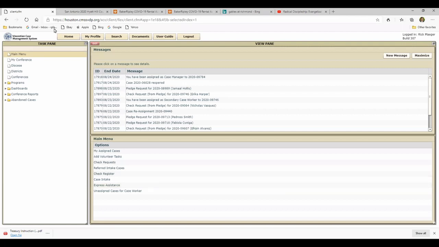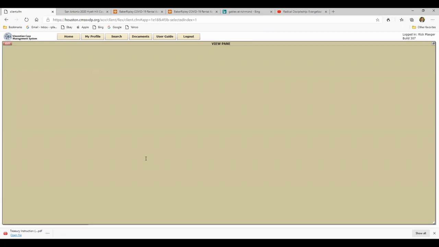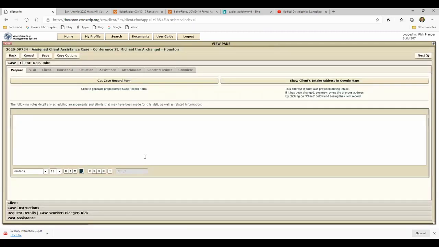So you start off at your home screen. When you sign on to CMS, it always goes to your home screen. And in this case, go to your assigned cases and you'll see the case that you'll be working on. If you did the telephone home visit, in all likelihood, you did the case intake. But even if you didn't, you click on the person that you're going to be entering information about.